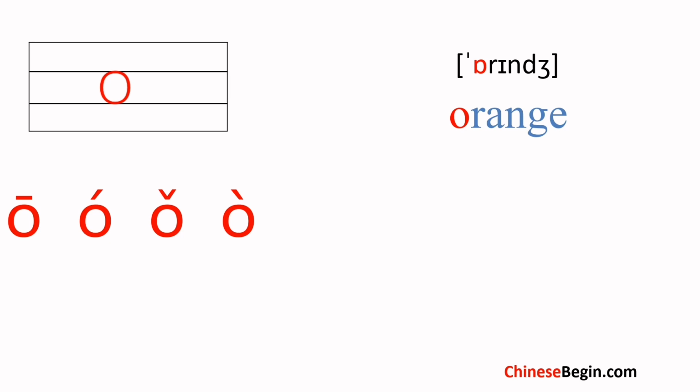The opening of the mouth is medium. The tongue position is mid-high and slightly to the back. The lips are rounded. It sounds like o of orange. O. Okay, please read after me. O, o, o, o.